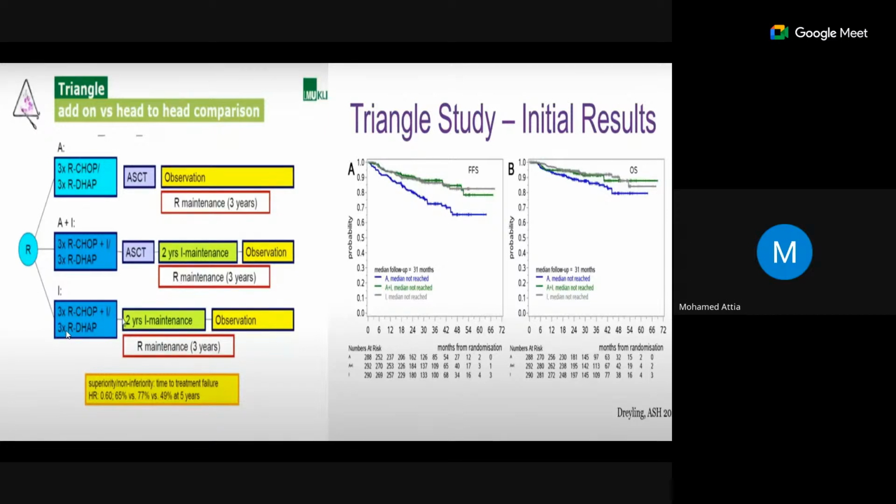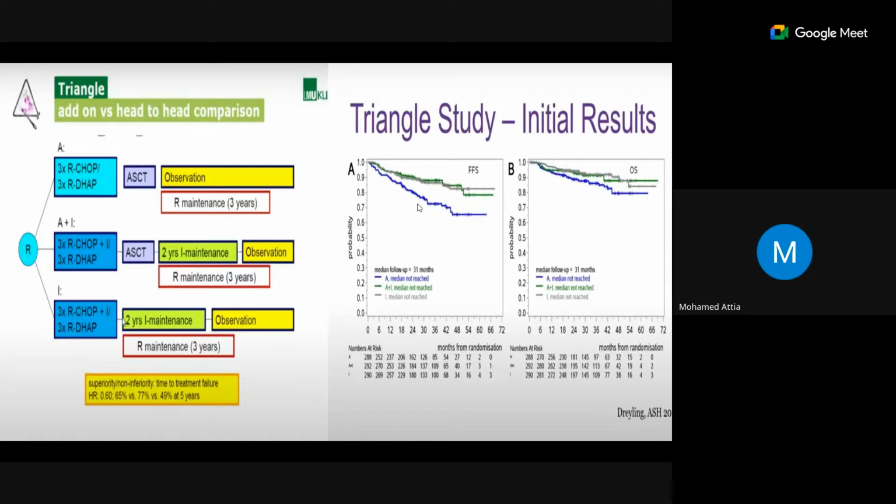Or another arm, which is the R-CHOP plus ibrutinib and R-DHAP, followed directly by maintenance ibrutinib and maintenance rituximab without the use of autologous stem cell therapy. You can find that the first arm, which is arm A, is the worst of all, while arm A plus I and arm I are both good. So this raises a very important question: is it better now to do transplant or not?